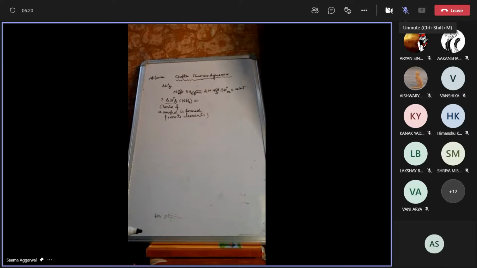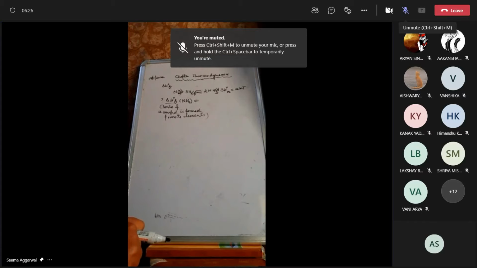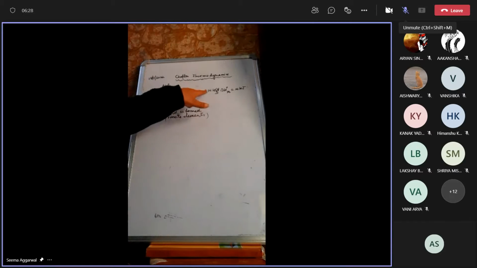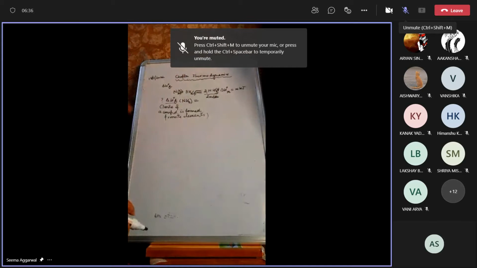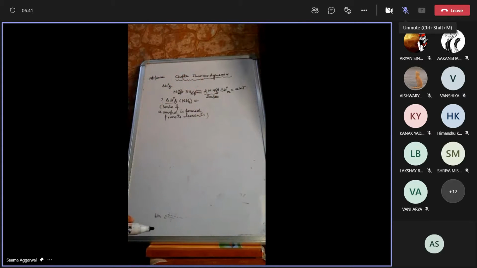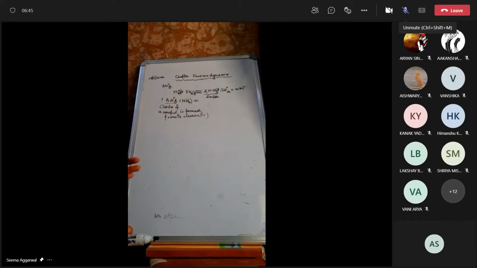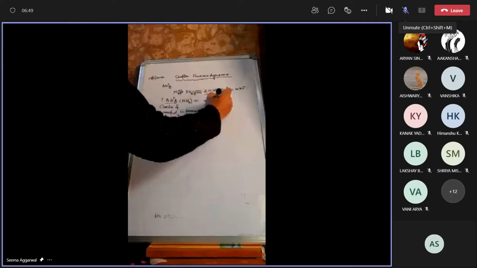Enthalpy of formation means when 1 mole of a compound is formed from its elements. Okay, let me tell you. In this equation, according to the balanced equation, how many moles of ammonia are we getting? 2 moles. So it means this is the enthalpy for the reaction when 2 moles of ammonia are formed from its elements. So what will be the enthalpy change for 1 mole? X by 2. Yes or no?